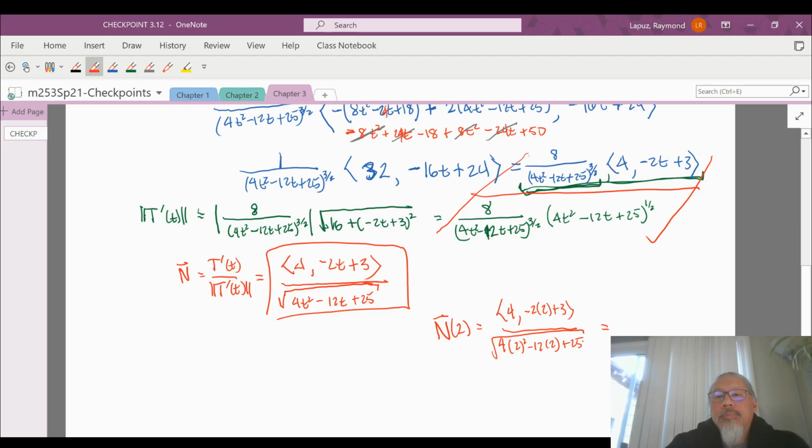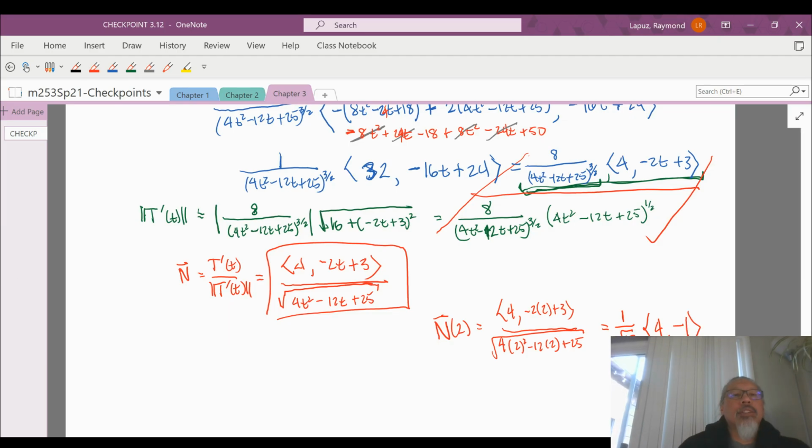So what do we have here? Let's take care of the square root first. This is 4 times 4 is 16. 2 times 12 is 24, plus 25 is 1. 16 plus 1 is 17. So that's the square root of 17 as your scalar that you're going to multiply the vector by, comma, and then this is going to be negative 4 plus 3, which is negative 1.